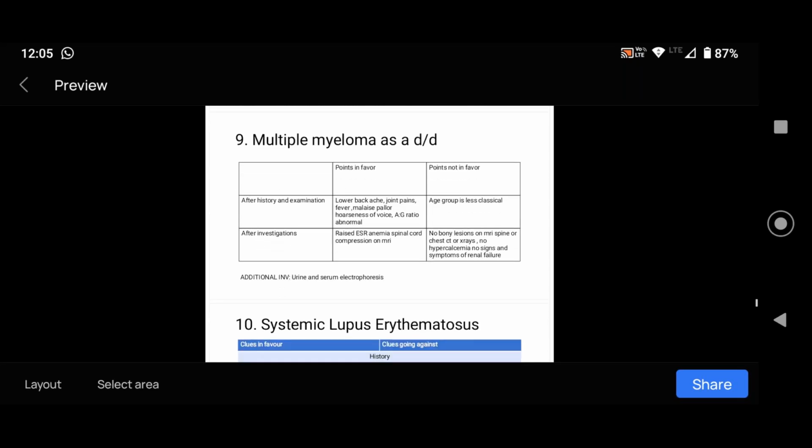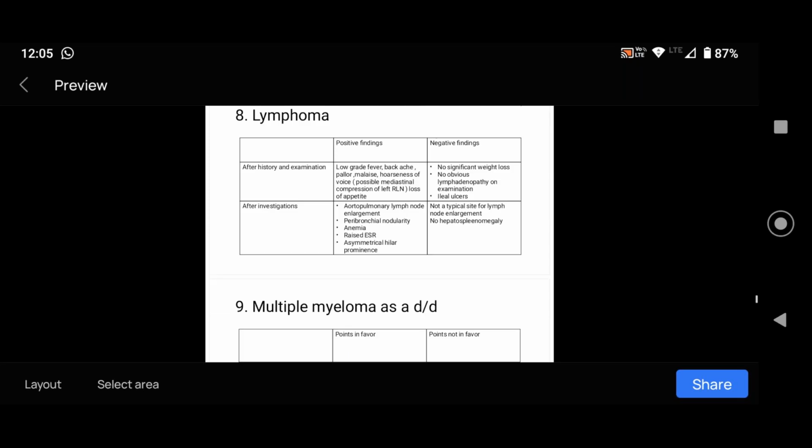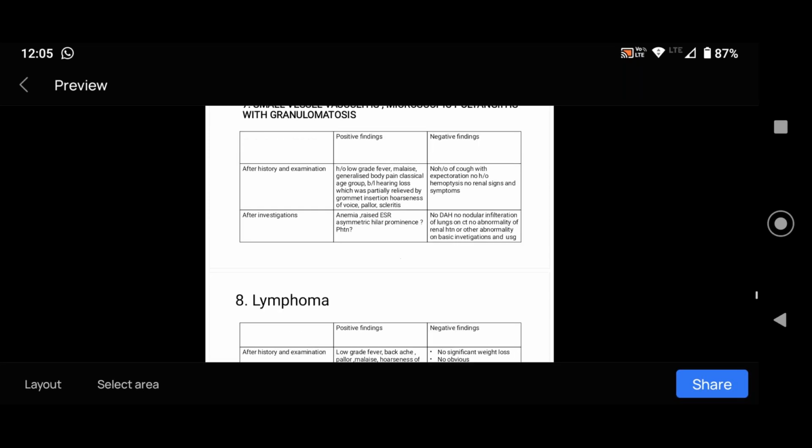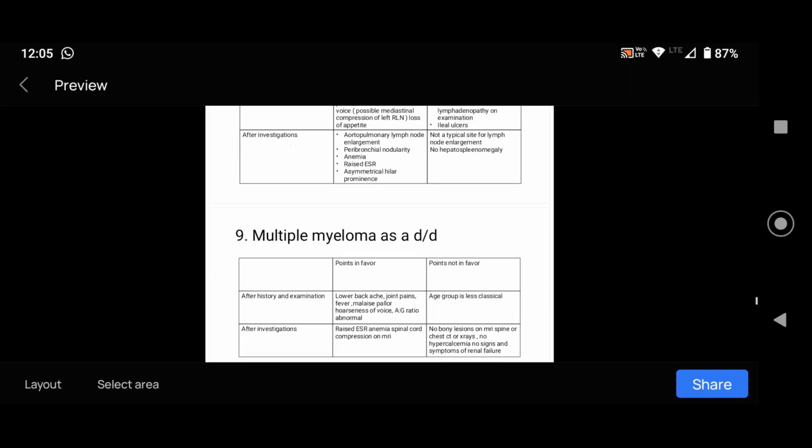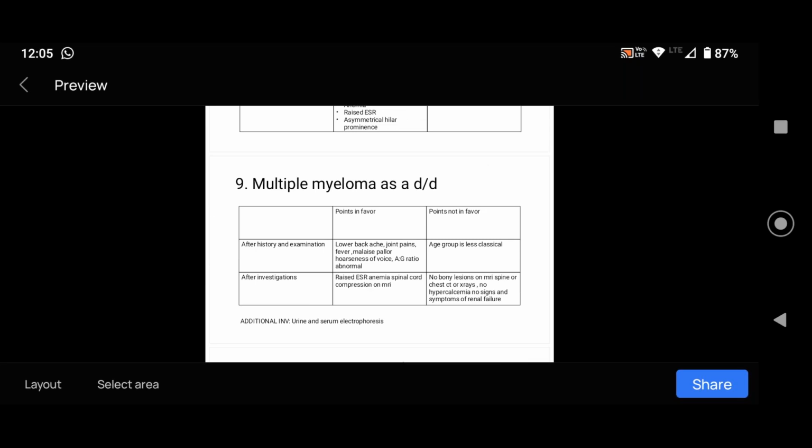And multiple myeloma. Ma'am, multiple myeloma, we kept at a very low DD because this is not the classical age group at which this presents.